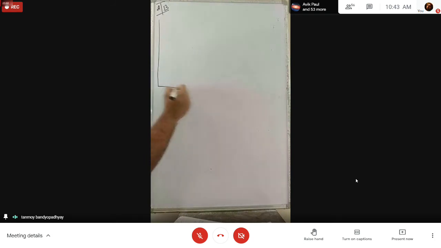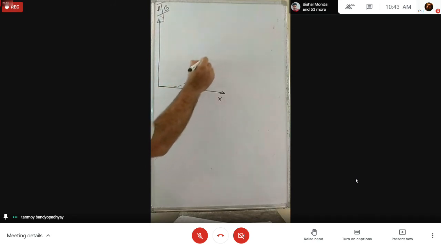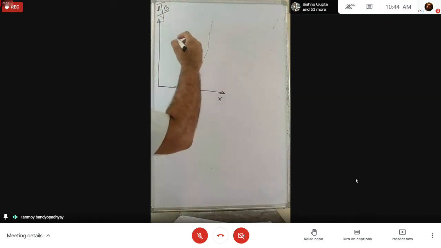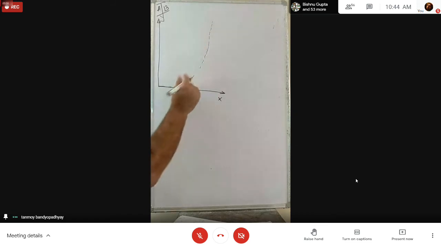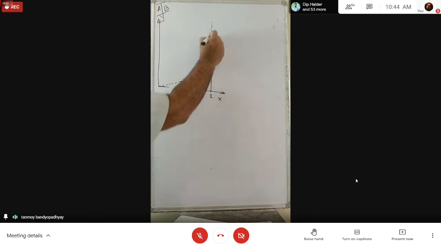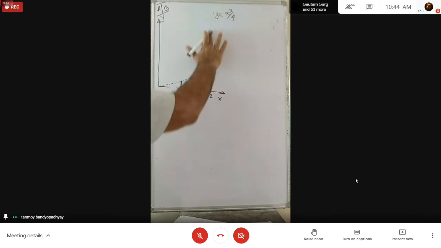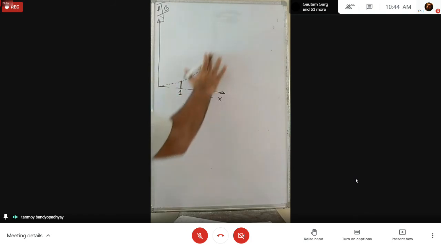So this is the x-axis, this is the y-axis. There is a parabola. This is a cubic curve. This one is 1 and this one is 2. So this is the area bound by the x-axis. The equation of the curve is given to be y is equal to x cubed by 4. I hope you can understand what the differences between the problems are.